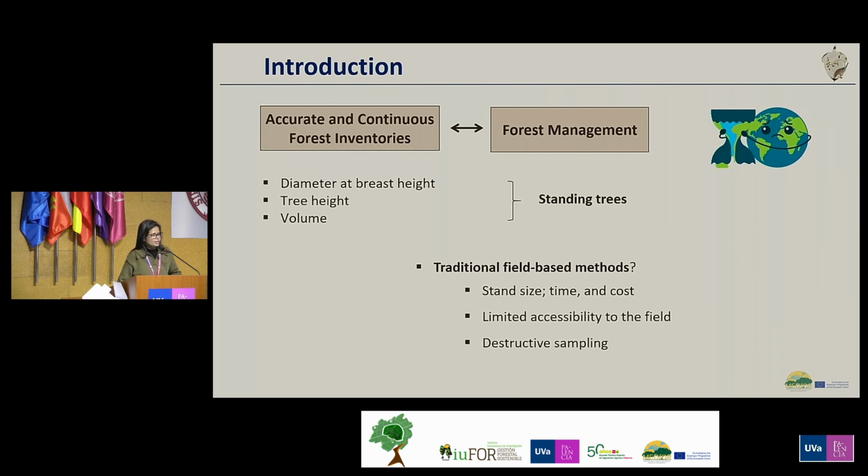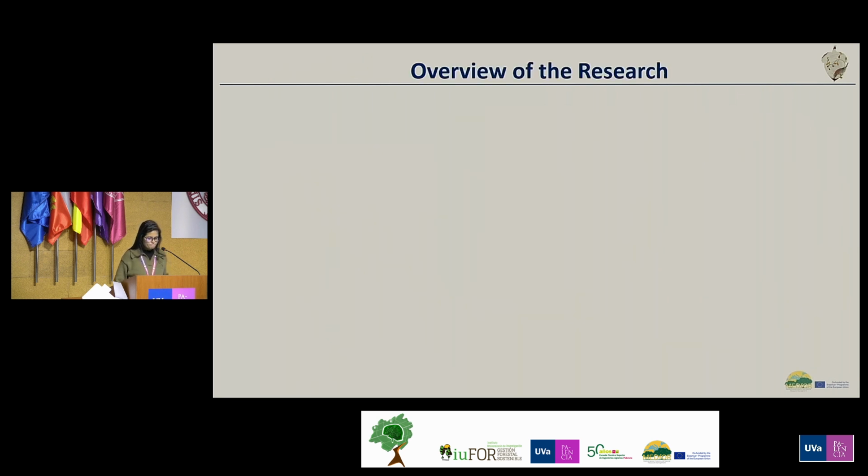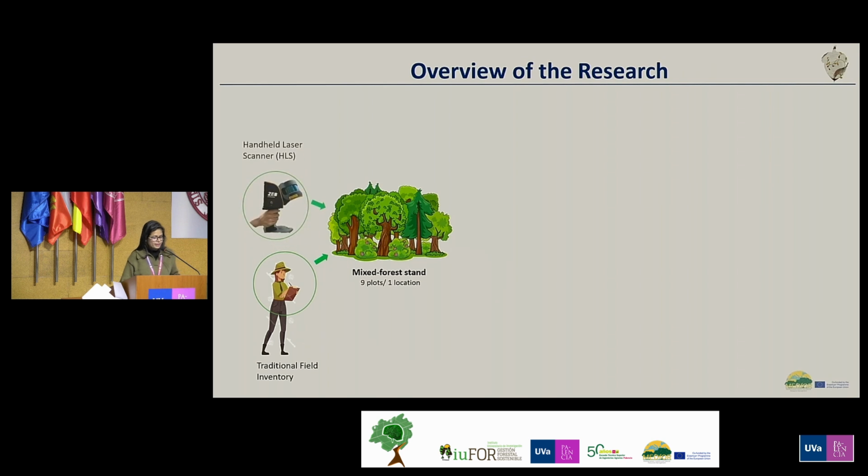And also, there are some forest stands in mountainous areas, so there is limited accessibility. And sometimes we have to do destructive sampling methods. So the problem is, do we have any solution for that? So simply, I'll discuss the overview of my research study.